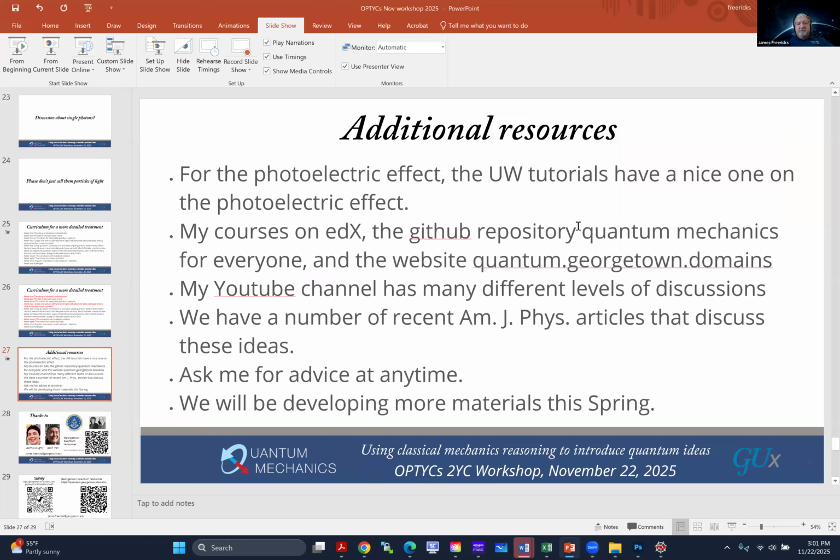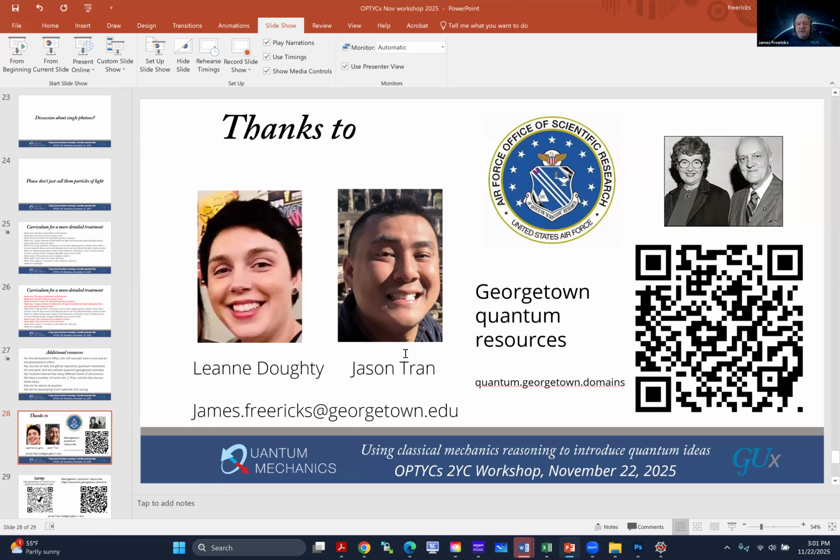In any case, just going very quickly. UW tutorials. I have courses on edX. There's a GitHub. This website, and so forth, then here's a QR code that can get you to the quantum.domain site.